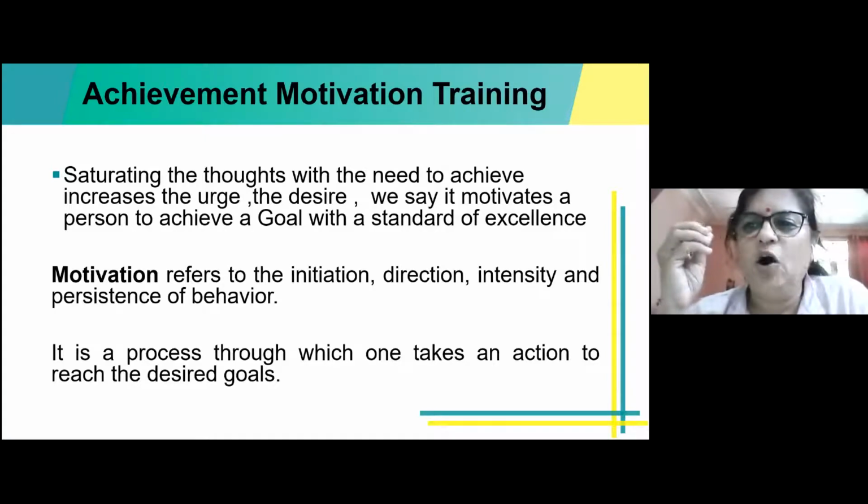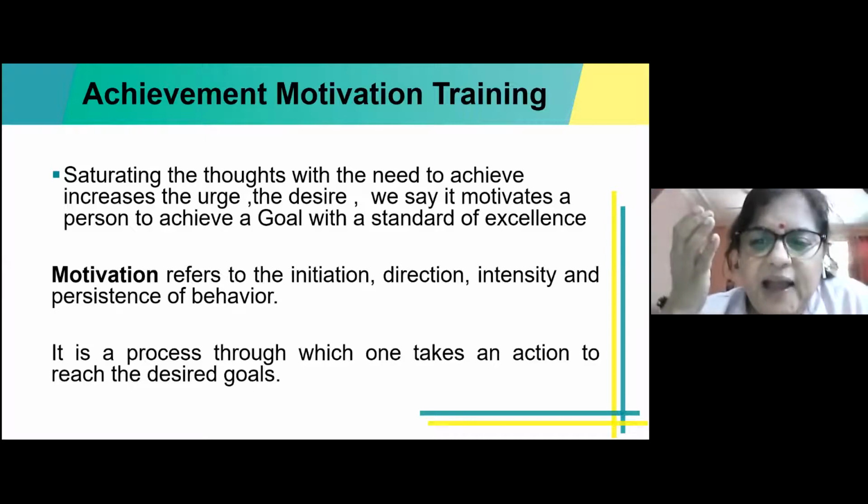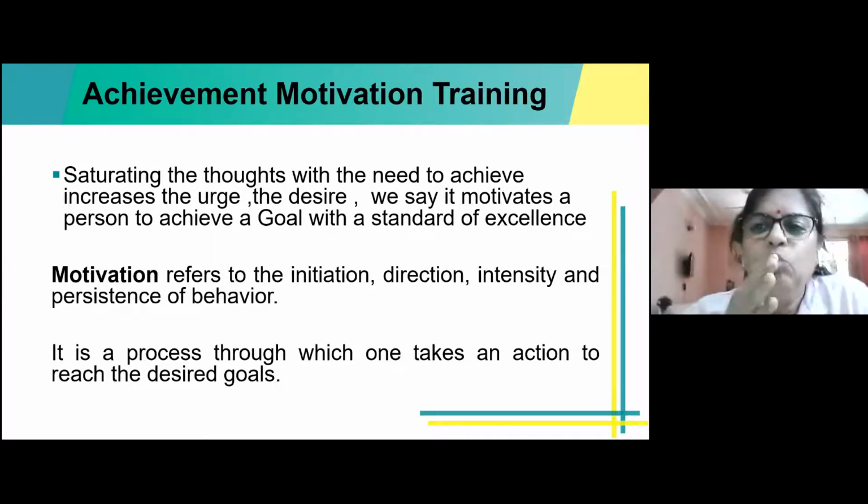So motivation is defined, comes from the Latin root word, which means mover, which means that what is it that moves you to action? What is it that helps you to initiate, move in a particular direction? Is the intensity of your desire.